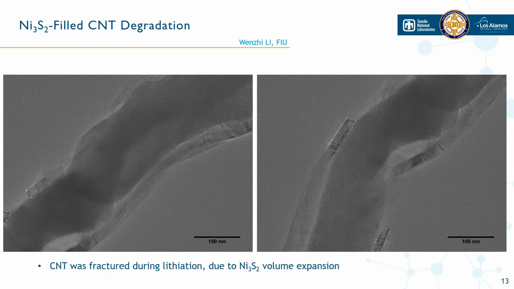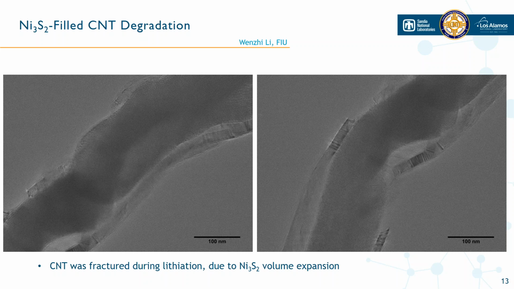And so this is just showing that these images were collected right after the movie, and then we can also look at the movie right after we've captured it to assess the quality of the data. And so here we're just observing that in different parts of the carbon nanotube there was actually fracture that occurred due to that volume expansion of the nickel sulfide under very high lithiation rates.